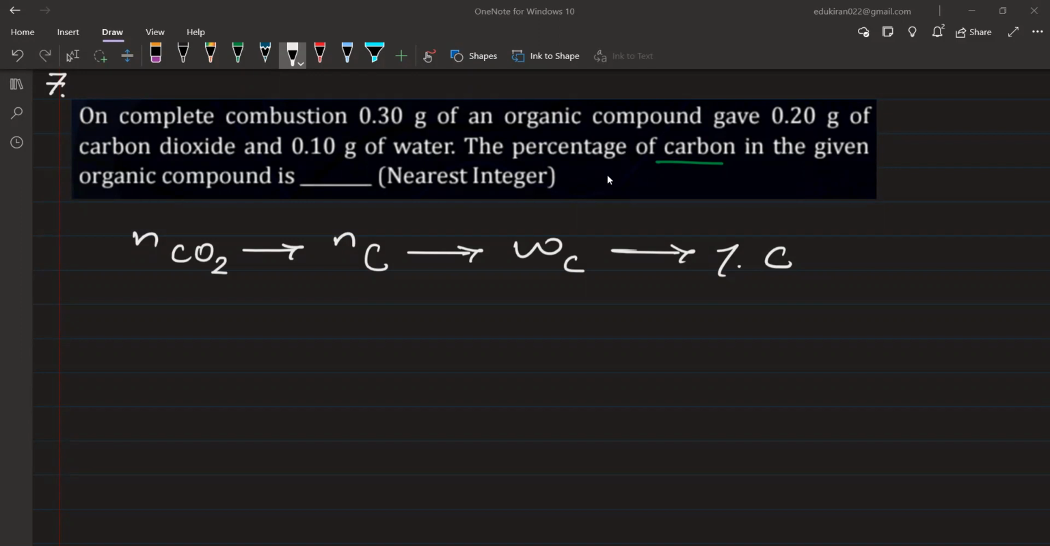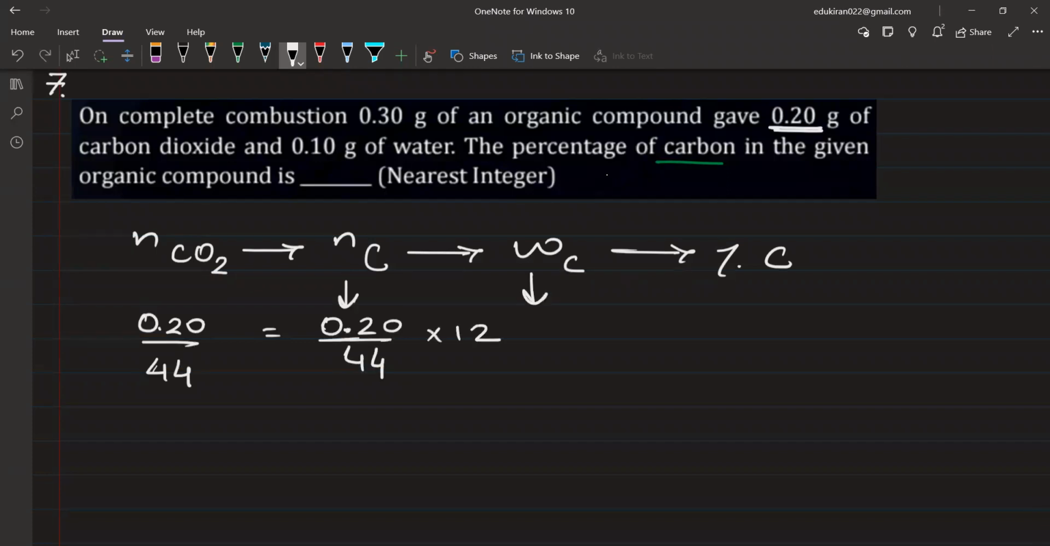Number of moles of carbon dioxide will be equal to how much? 0.20 divided by how much? What is the molar mass of carbon dioxide? 44. ठीक है. And this will be equal to, ये number of moles of carbon भी इतना ही होगा, 0.20 divided by 44. मास निकालने के लिए मल्टीप्लाई बाई 12. कितना आ जाएगा ये?